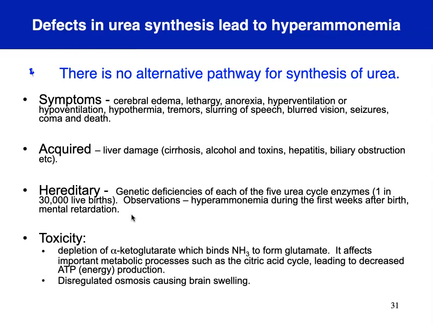Other problems, of course, the toxicity comes mostly because of the depletion of alpha-ketoglutarate, which obviously is going to affect ATP or energy production, which affects every single process in the body. Also, the dysregulated osmosis as a result of the increased glutamate concentrations and ammonia. That would lead to brain swelling, which, of course, will onset all kinds of central nervous system symptoms.